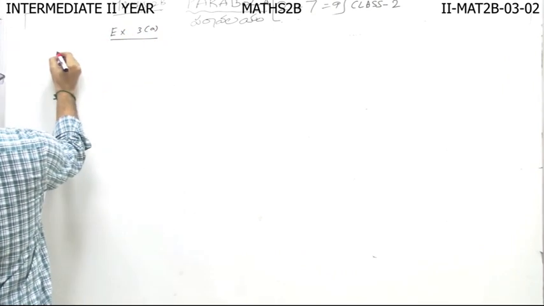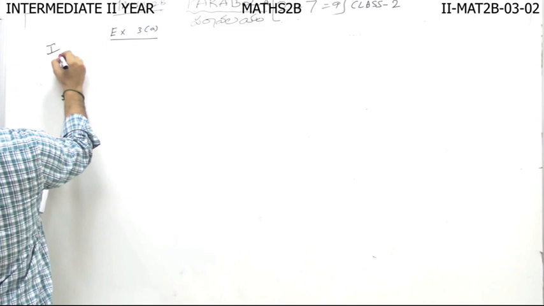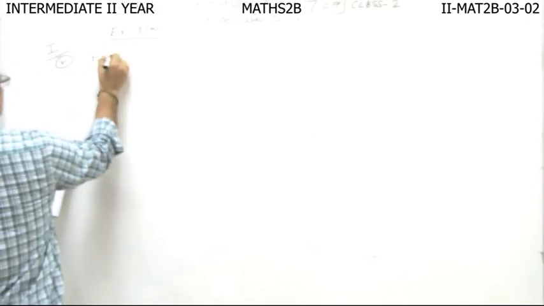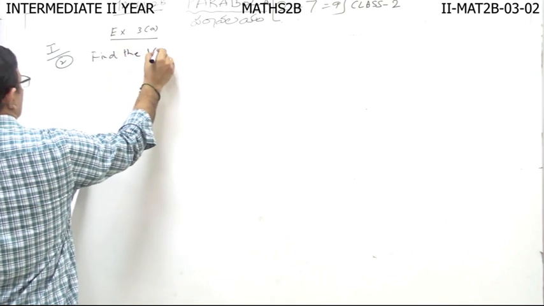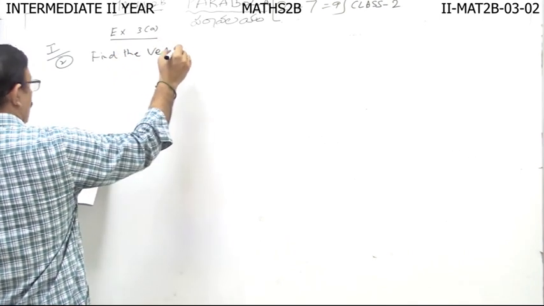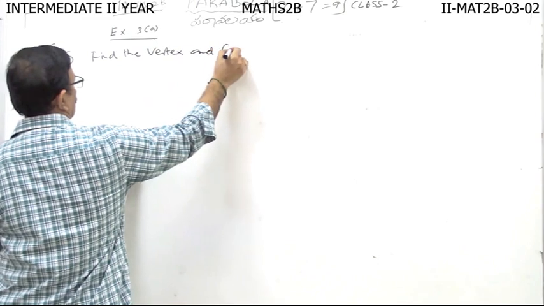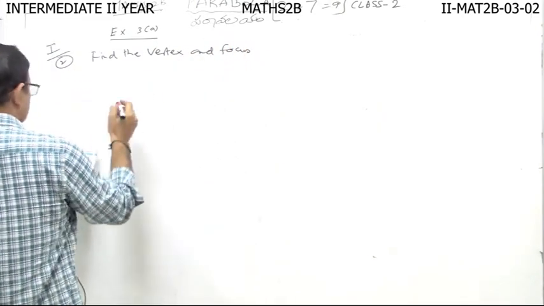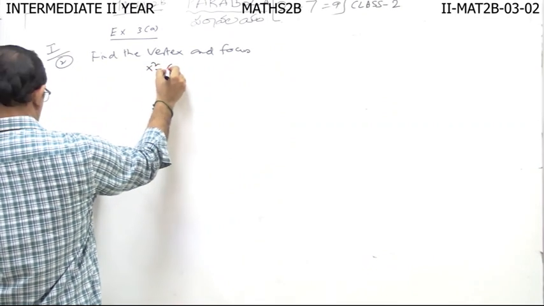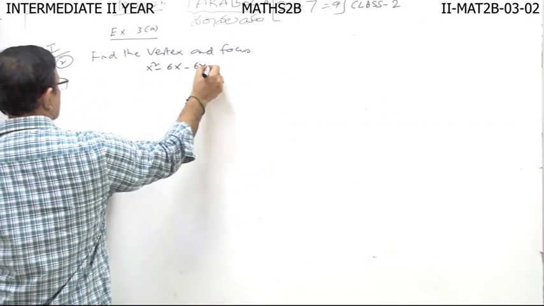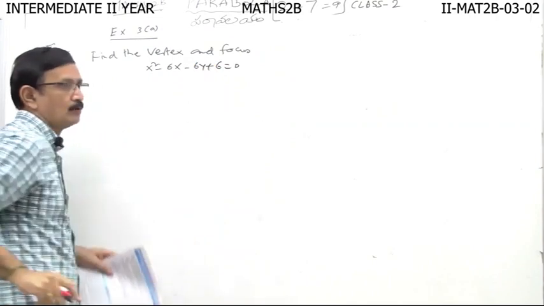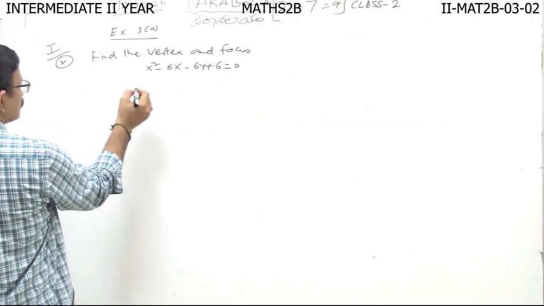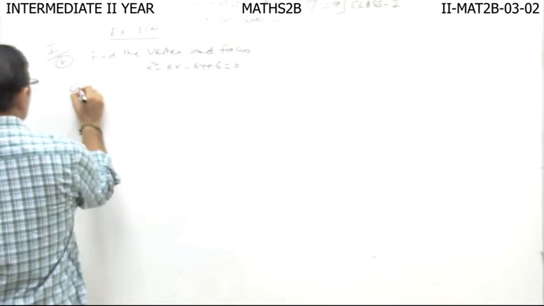So the problem is here, exercise first section, second problem. Find the vertex and focus for the parabola x² − 6x − 6y + 6 = 0. Okay, right. Now what is the given equation?